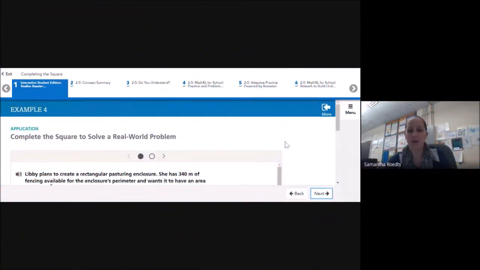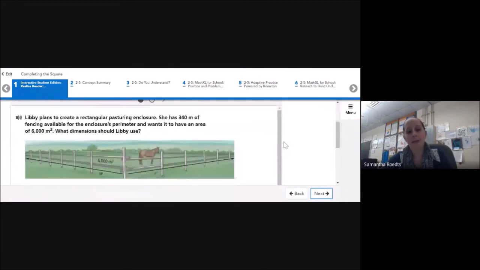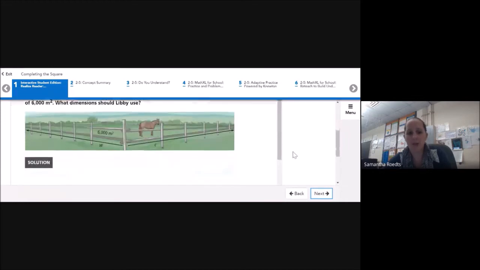Complete the square to solve a real-world problem. Libby plans to create a rectangular pasturing enclosure. She has 340 meters of fencing available for the enclosure's perimeter and wants it to have an area of 6,000 meters squared. What dimensions should Libby use?